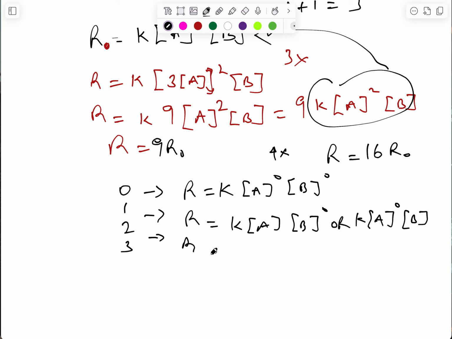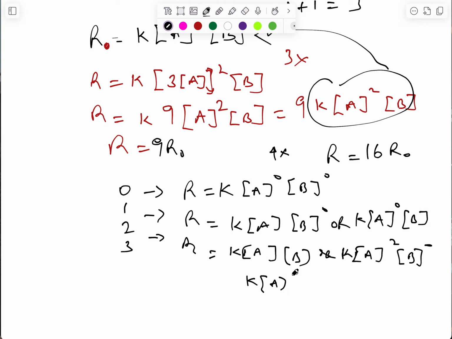Then for this one, R is Ka, then B. So you can see both of them are 1, 1, so that's 1 plus 1, that's 2. Or you can have K A raised to power 2, then B raised to power 0, meaning that A is the only one taking care of the other. And you can also have Ka raised to power 0, then B raised to power 2. So all of these are also still second order reactions.